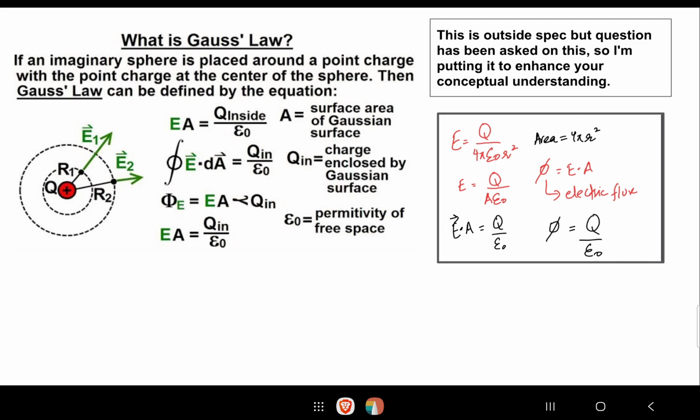Now, before we understand Gauss's law, I want to talk to you about electric flux. So let's look at electric flux first. Let's take an example of a rooftop. This is a house, and we have a rooftop. Now let's say it's raining. So let's say we have rain falling on the surface, right?